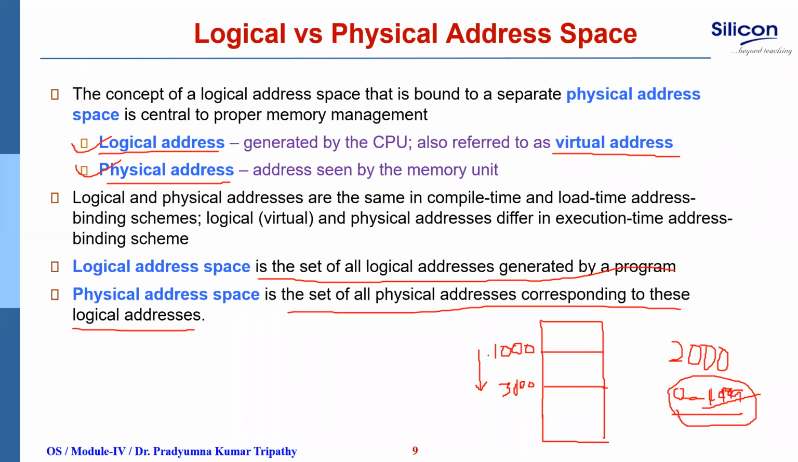What is the physical address space? This is the logical address space. The physical address space is 1000 to 3000. The logical address space is this set of addresses generated by the CPU. The set of addresses actually corresponding to these logical addresses is called the physical address space.